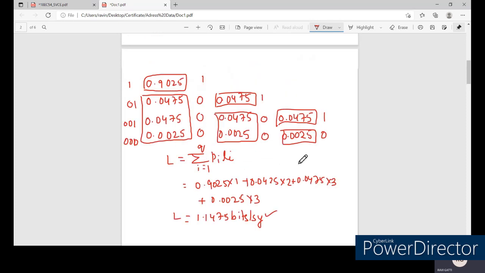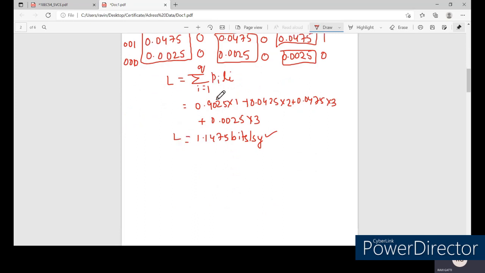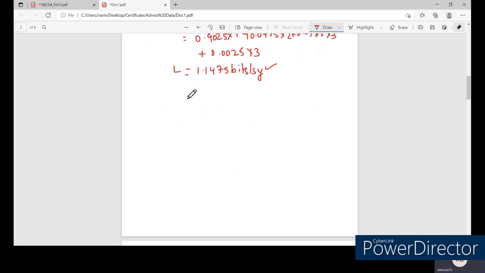Now we are supposed to find the entropy of these symbols. You need to consider the probability values and find the entropy. So H of S is equal to the summation, and there are 4 symbols, so 1, 2, 3, 4, of Pi into log of 1 divided by Pi.